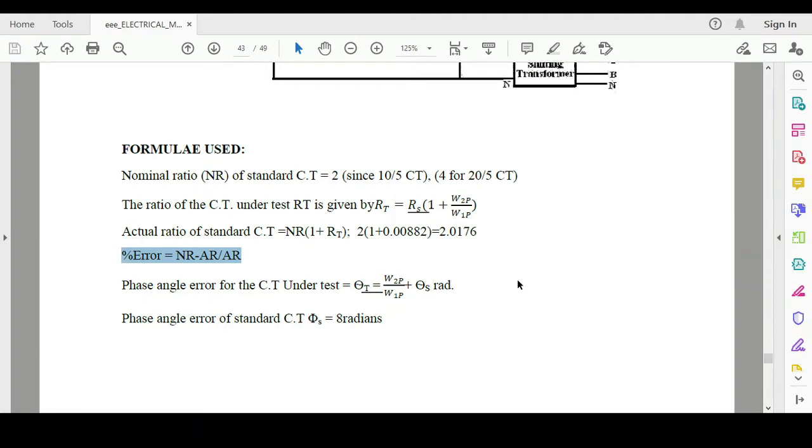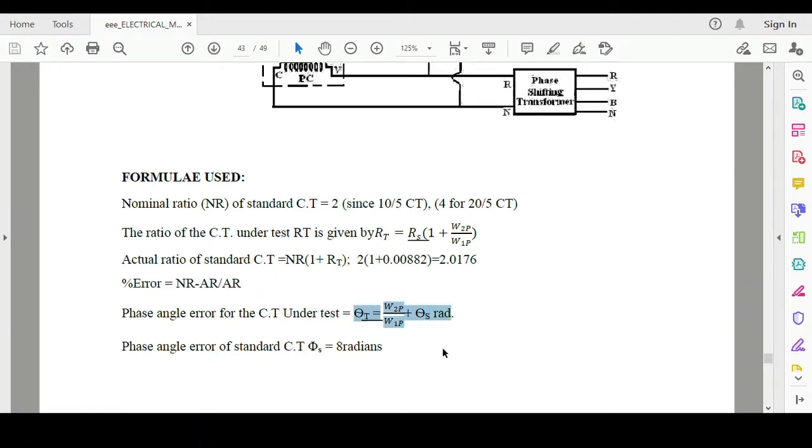Then we can calculate the phase angle errors of our test transformer, which is theta T equal to W2P by W1P plus theta S radians. This theta S is given by the manufacturer, which is 8 radians in our experiment. Okay, let us start the experiment.